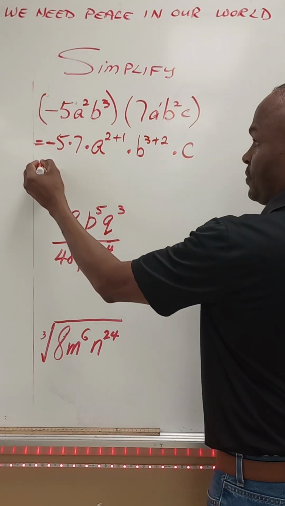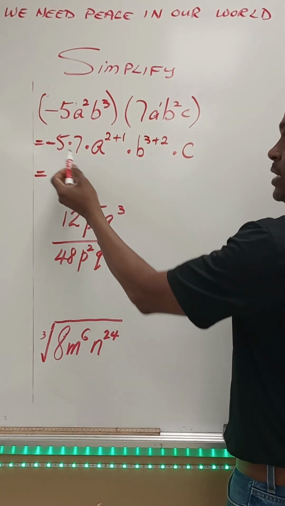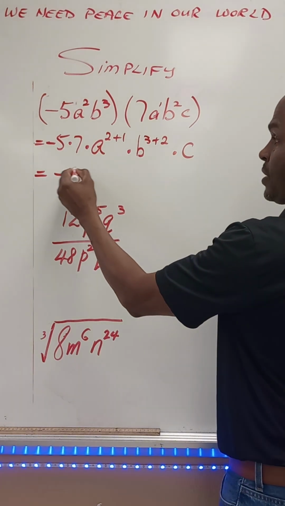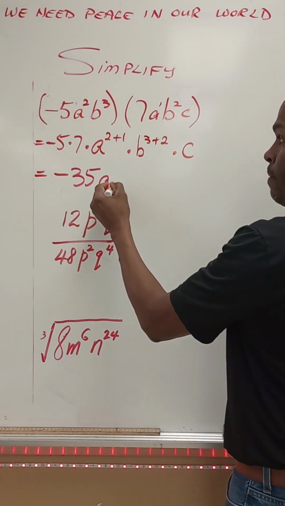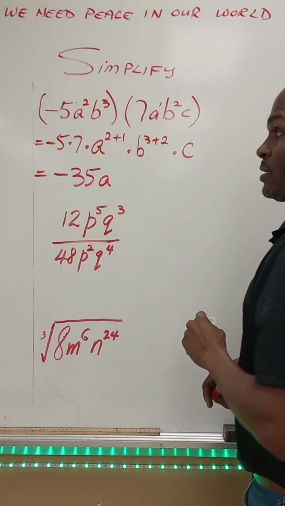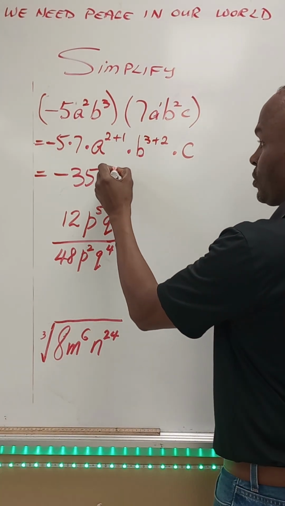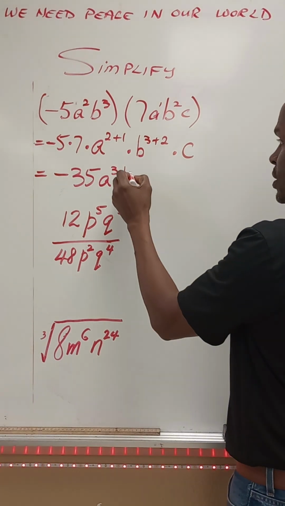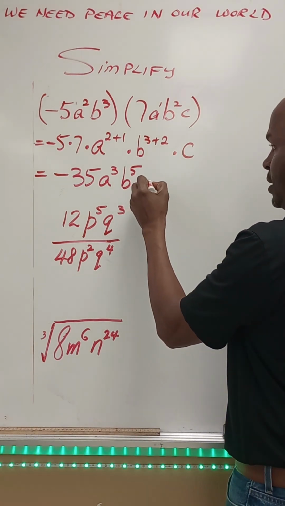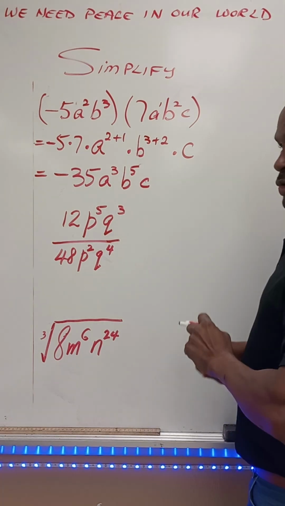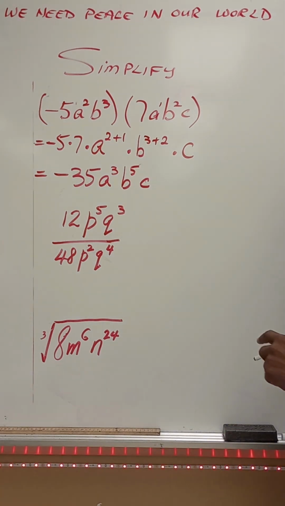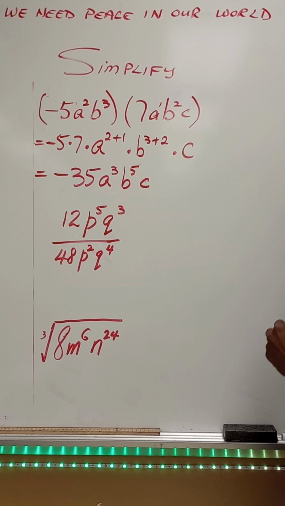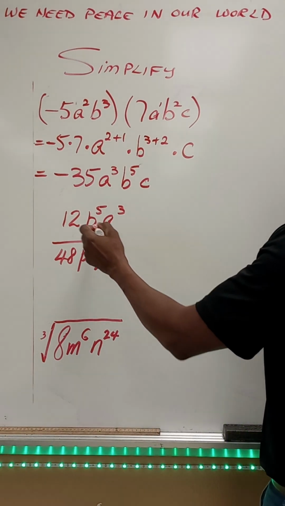As a result, negative 5 times 7 is negative 35. And on the a, the exponent in this result is 2 plus 1, which is 3. For b, the exponent is 3 plus 2, which is 5. And of course, c is the loner, so you just bring it back. And that's how you simplify an expression like that. So please note. Let's go on to the next one now.